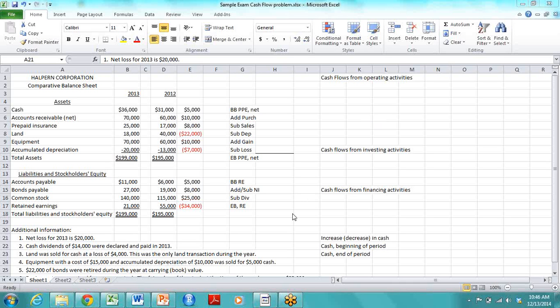So let me go through that, and I'll go through any questions at the end, just so that I can make sure I get through the problem here. So the first thing I would do is I would go through and calculate the difference between all the balance sheet items, because we're going to go one by one down each of these changes and figure out how it impacts the cash flow statement.